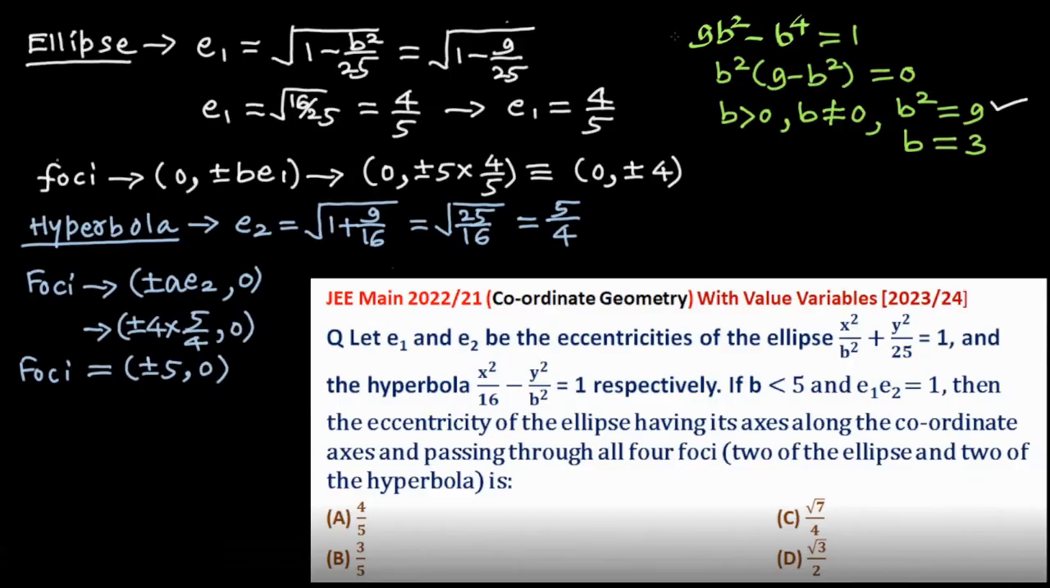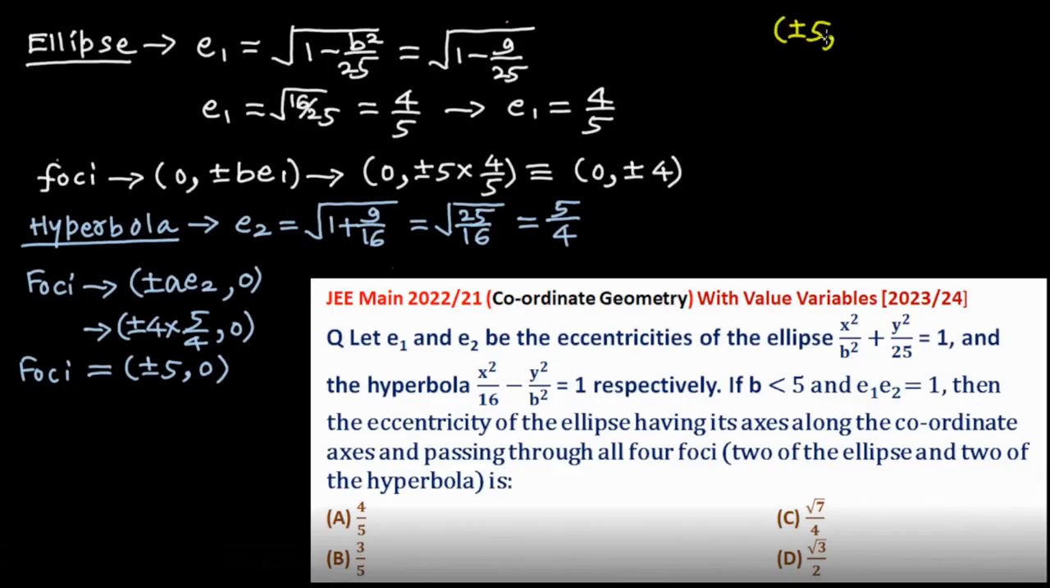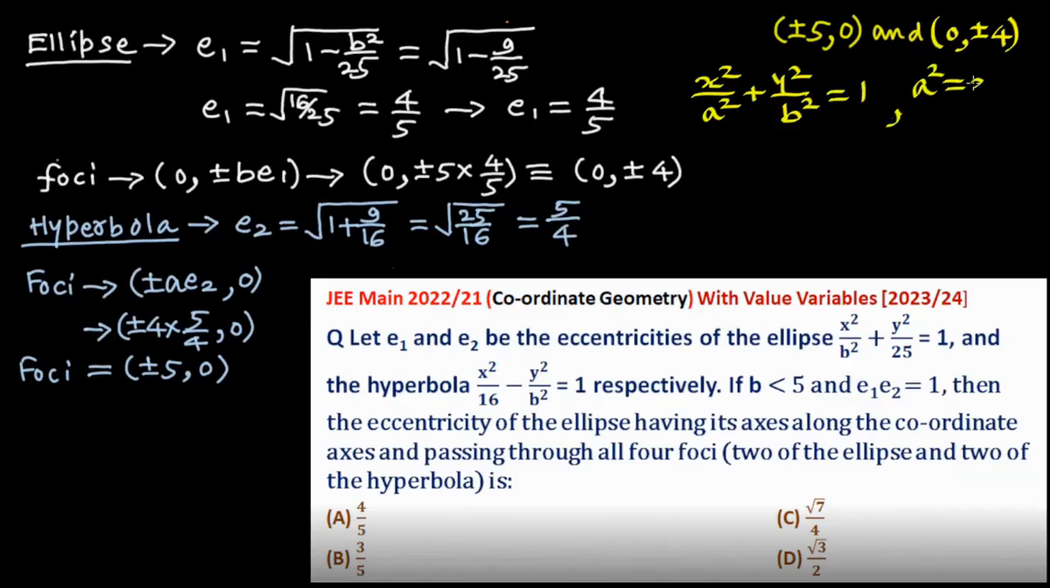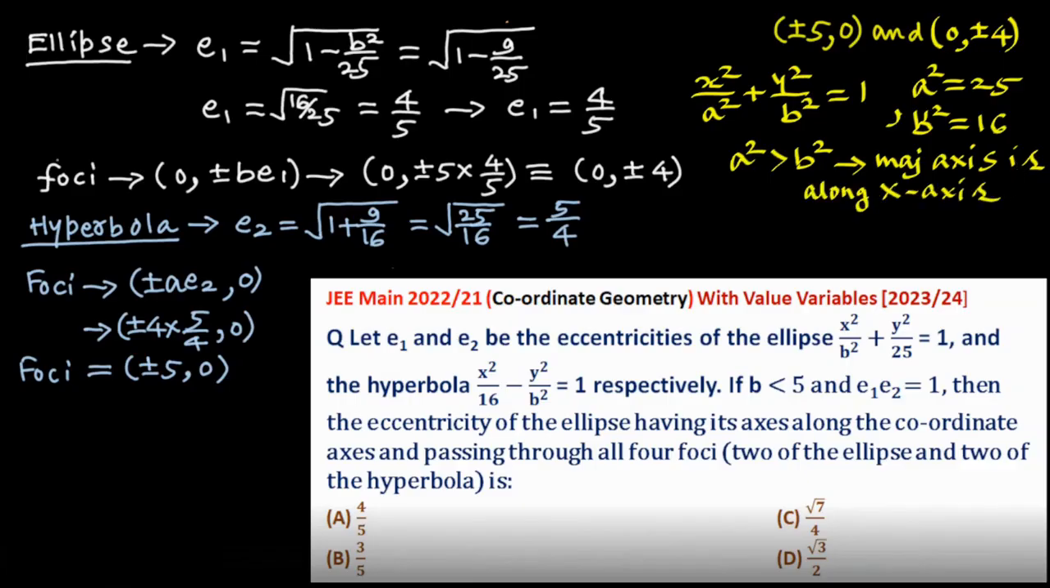Now the new ellipse passes through the 4 points, the 4 foci, plus minus 5 comma 0 and 0 comma plus minus 4. Now the standard equation of an ellipse with center at the origin is x square upon a square plus y square upon b square equals 1. Here we have a square equals 25 and new b square, b dash square, is 16. And since a square is greater than b square, the major axis is along the x-axis, so it's a horizontal ellipse.